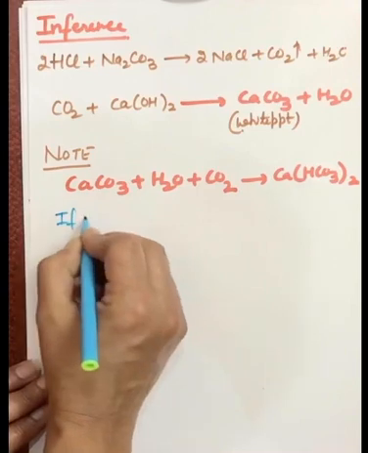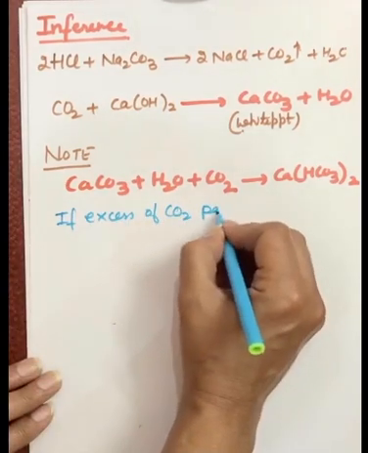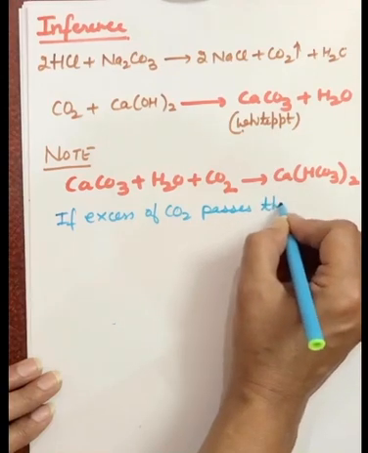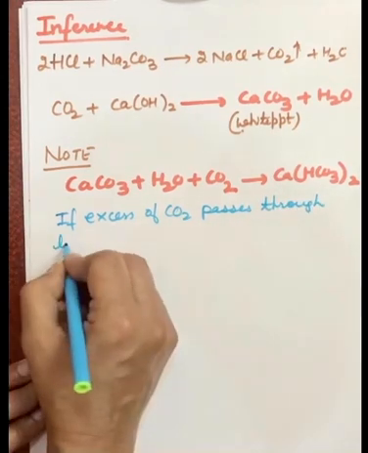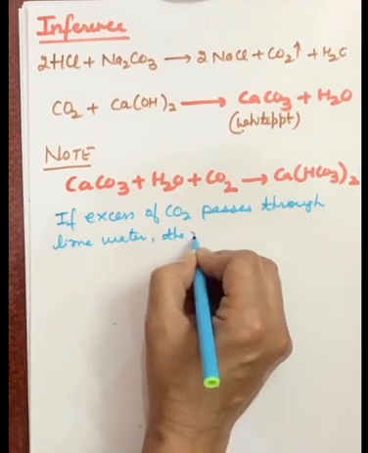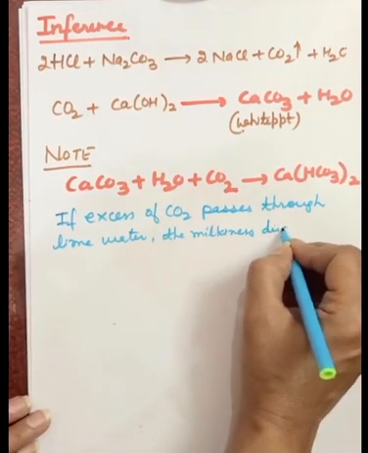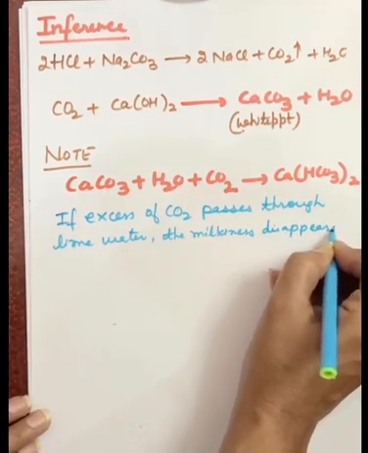If excess CO2 passes through lime water, the milkiness disappears. This is the second property.